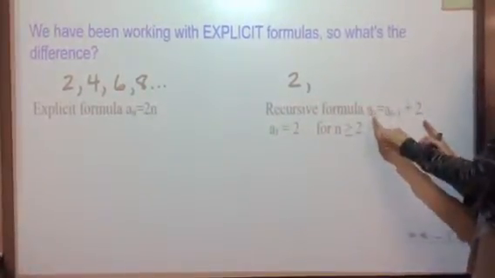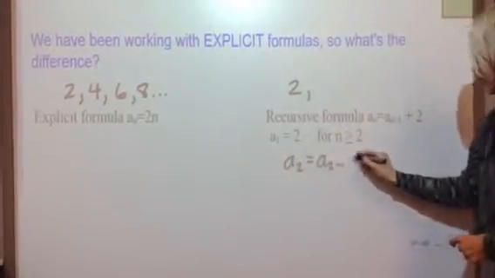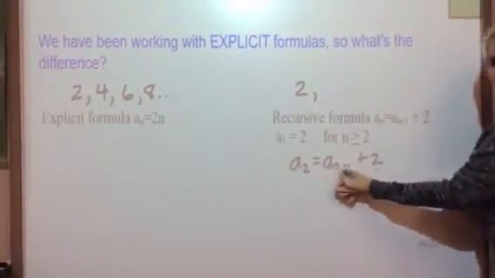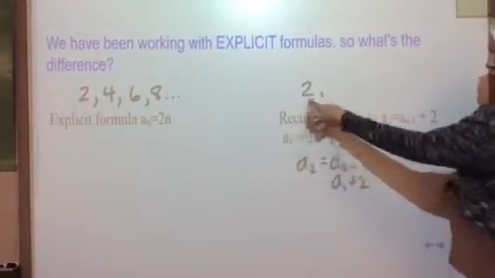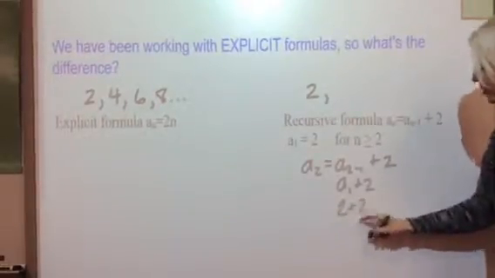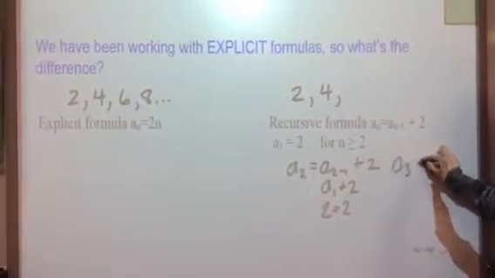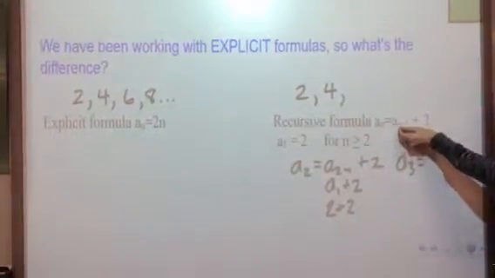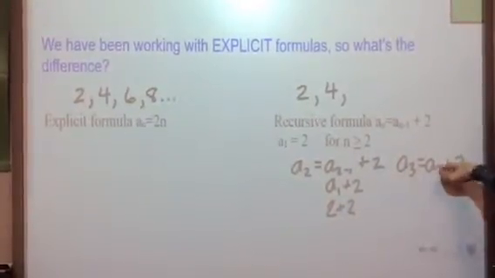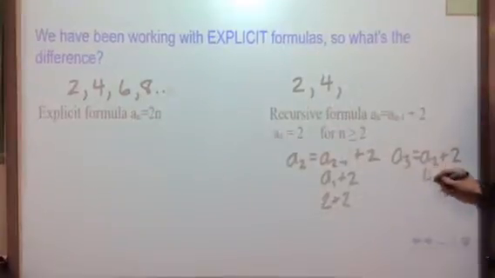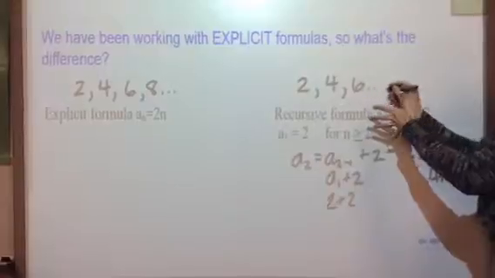And then to find a sub 2, you use this formula, and you would say a sub 2 is equal to a sub 2 minus 1 plus 2. Well, a sub 2 minus 1 is a sub 1. And we know a sub 1. It told us it was 2. So 2 plus 2 is 4. If I wanted to find the next term, which is a sub 3, I would say, okay, what's a sub 3 minus 1? That would be a sub 2, right? And do we know what a sub 2 is? Yeah, it's right here. It's 4. So that'd be 4 plus 2, which is 6. And we could continue on, and we would find the terms.